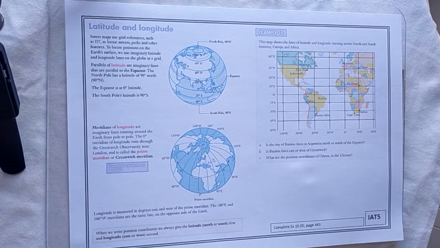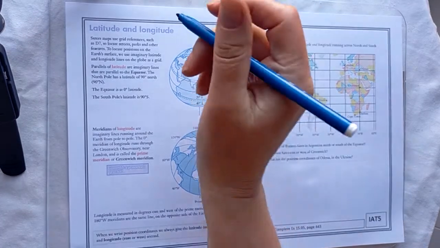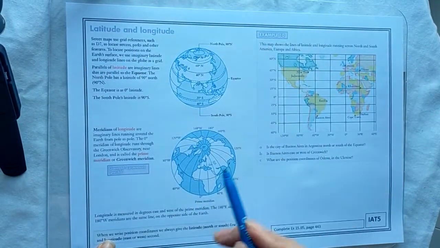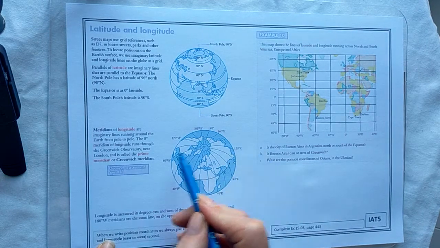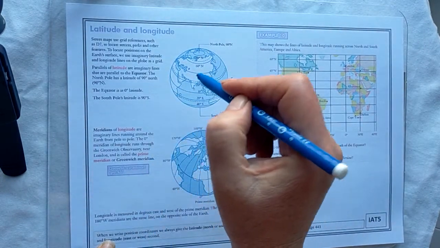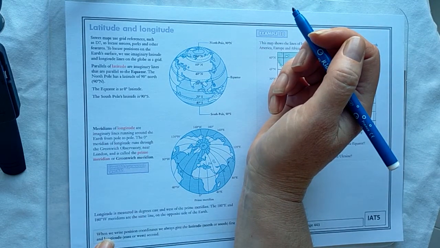Today we're going to have a look at latitude and longitude. Street maps use grid references. We don't use street maps too often these days, but they use grid references such as D7, A3, which give you a number and a letter, and you have to match them up to find them. That lets you locate streets and parks and other features.